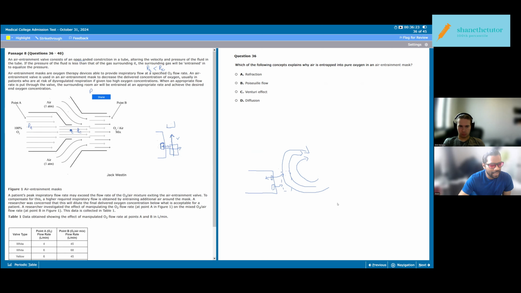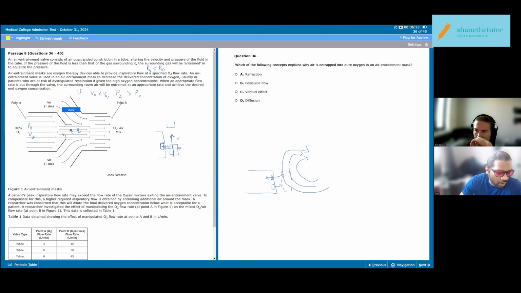Let me also put in velocity at A, velocity at C. So if velocity at A is less than velocity at C, we should have pressure at A greater than pressure at C. Velocity and pressure are inversely proportional. So the pressure is smaller at point C.